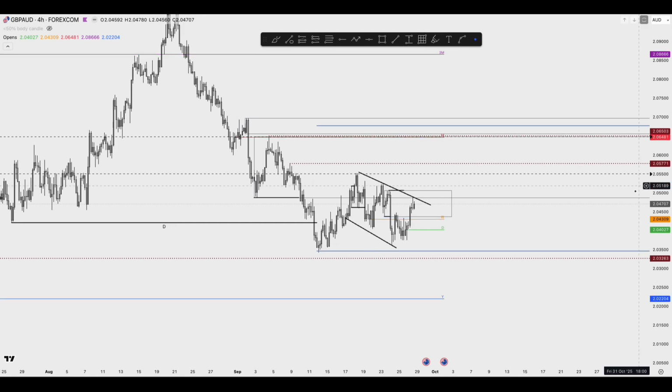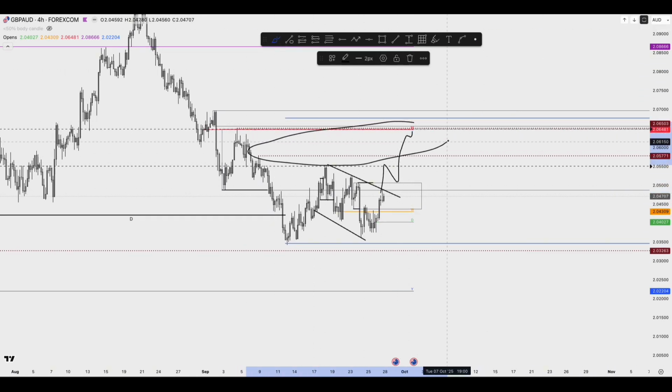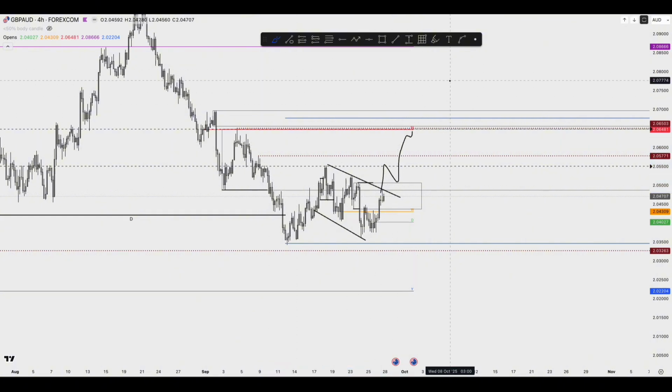and then I would like also to see a 4-hour change of character. So for now, I wait for a little move higher into the zone here, take out these liquidity highs, and then I will look for my confirmation as a 4-hour fractal break.